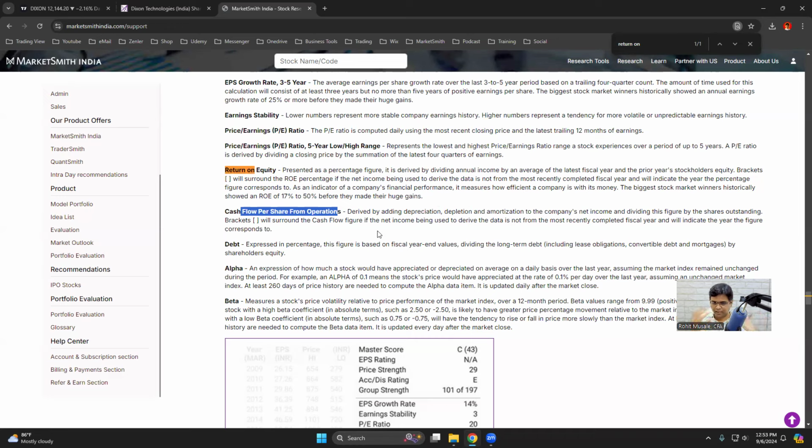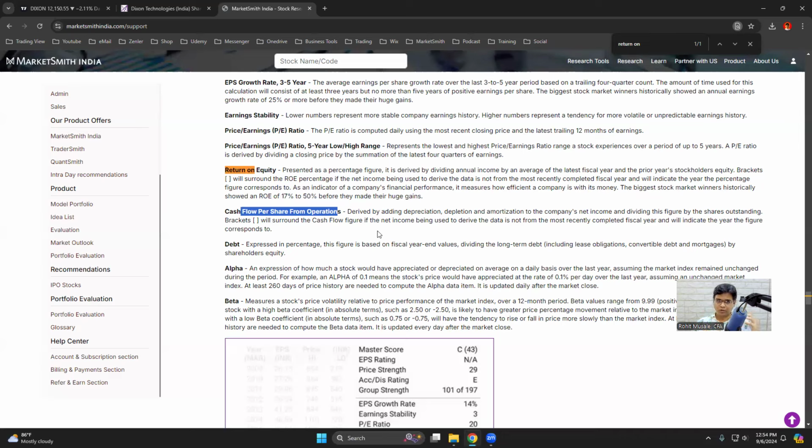Operation means actual buying and selling of the inventory, actual business, delivering the service, earning cash, and then spending that money on selling, general and administrative expenses, maybe research and development cost, things like that. The actual money that is used to run the business. So every operating business will have cash inflow and outflow.